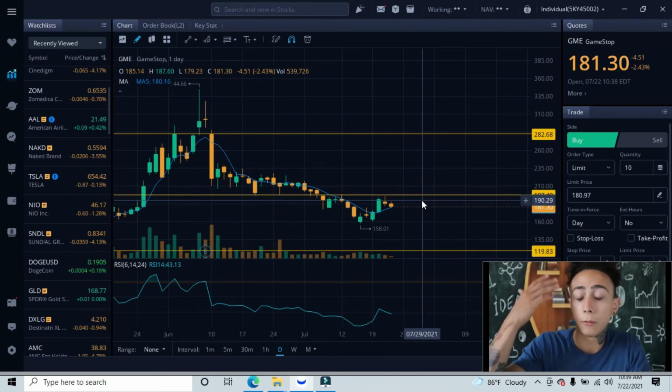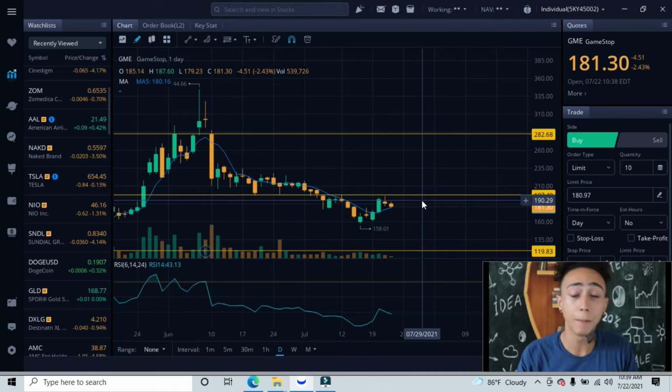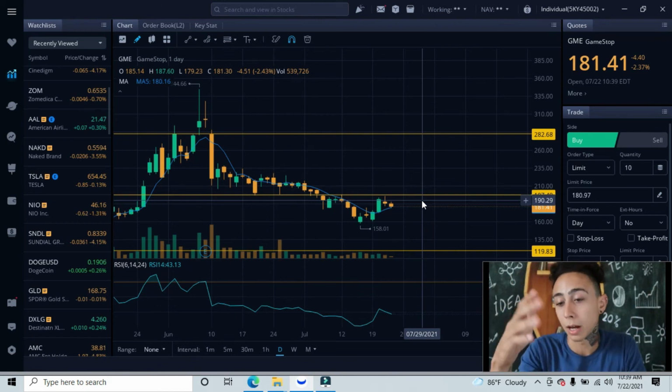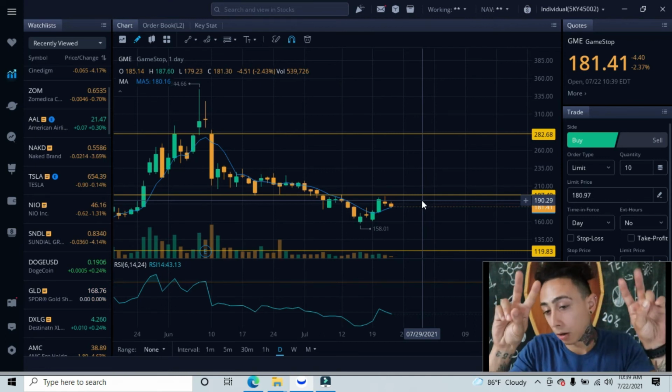So that way, if we do break back below that area, we'll be able to get tagged out and wait for a better entry. If you don't use stop losses, that's fine. That means you're just a different type of trader. These are for my day traders and my swing traders. A lot of you guys for GameStop and AMC are core traders or diamond hand holders.